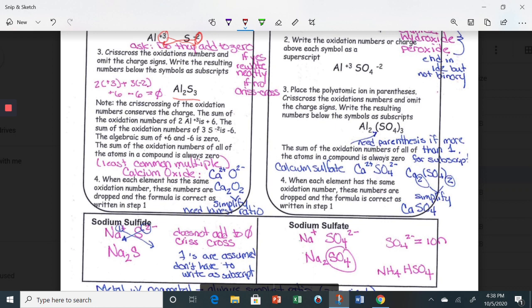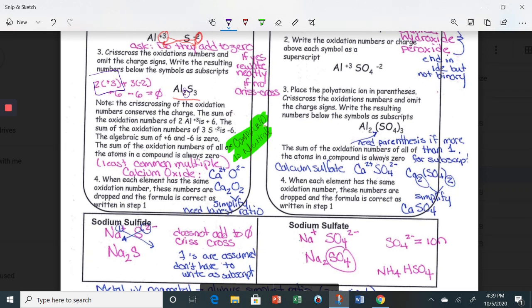What the crisscross effectively does is it makes sure that the total amount of positives in the compound will equal the total amount of negatives, because a compound is neutral. Right? There's a big idea here. A compound, any compound, is neutral. There is no charge next to a compound. It is neutral. Okay, I'm going to say it again. A compound is neutral.